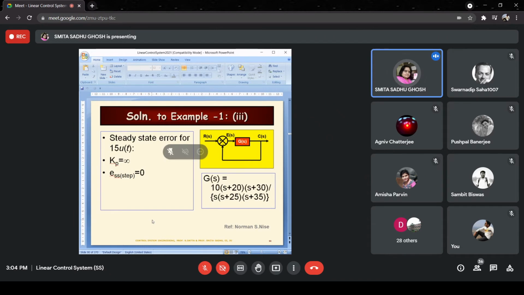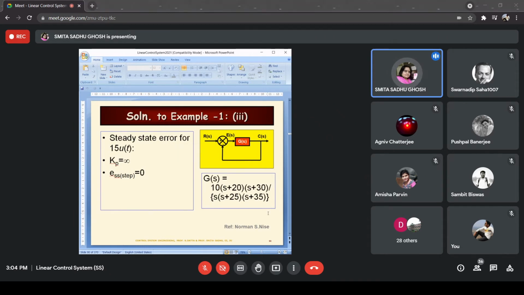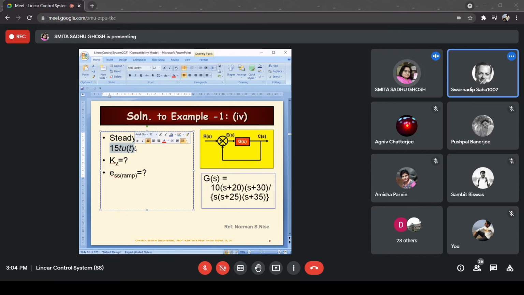Now the second part: a ramp input is applied. The input now being applied is 15t, right? Since a ramp input is applied, which error constant are we interested in? The velocity error constant. Yes, so the velocity error constant is what we are interested in. You have to find out Kv and hence the steady state error due to the ramp, right?